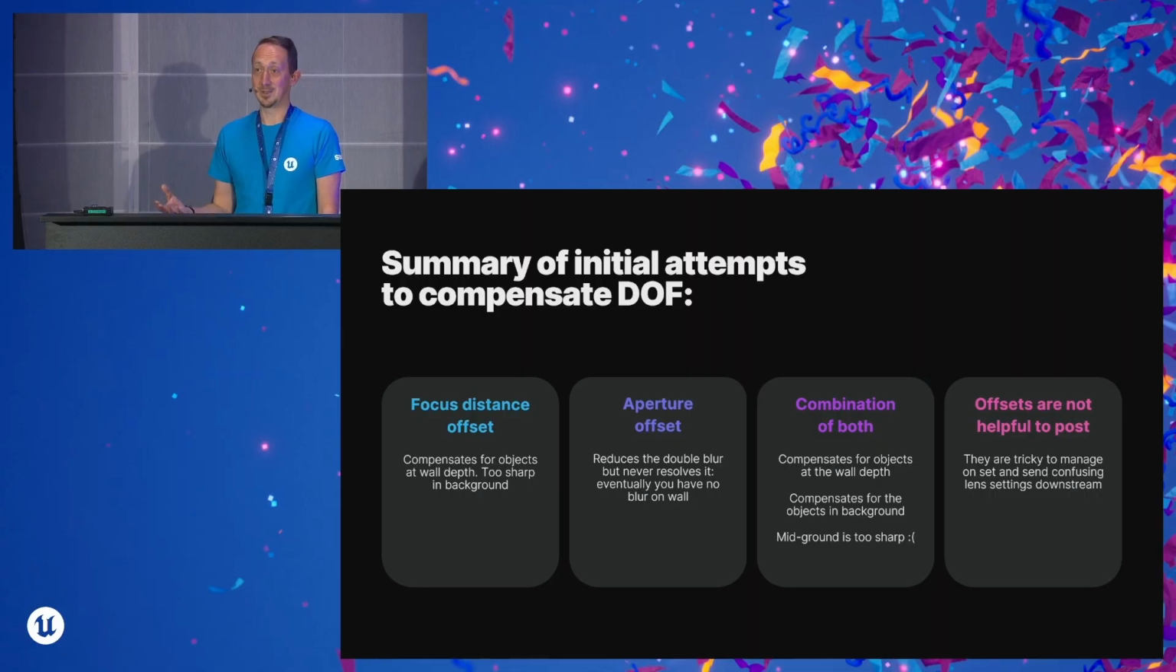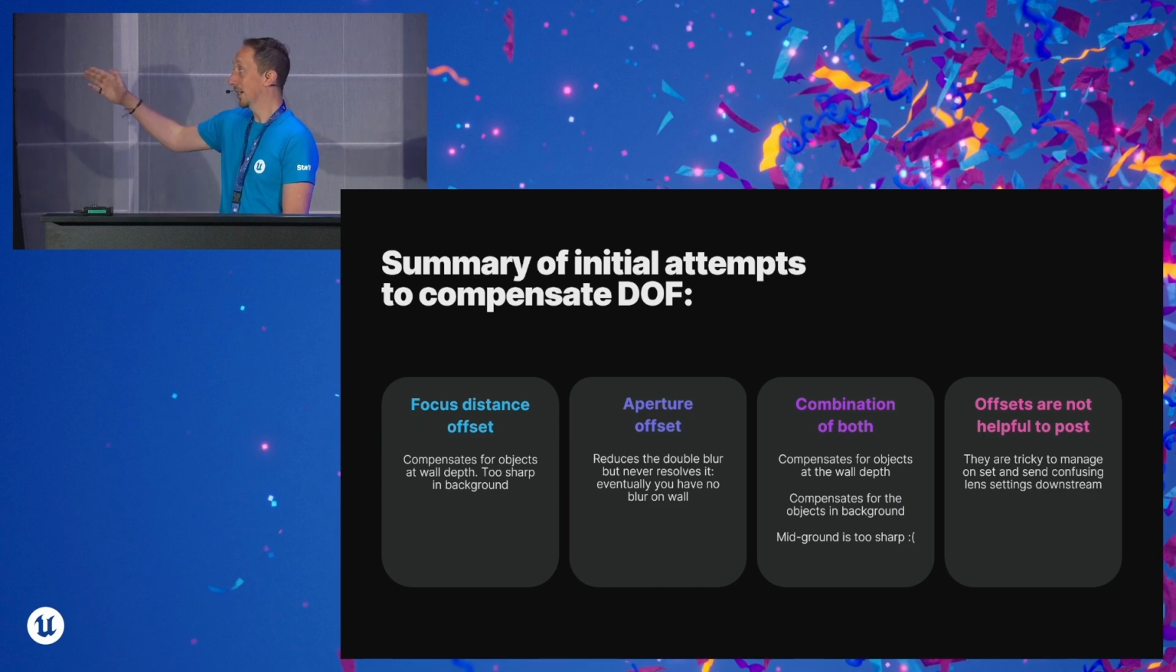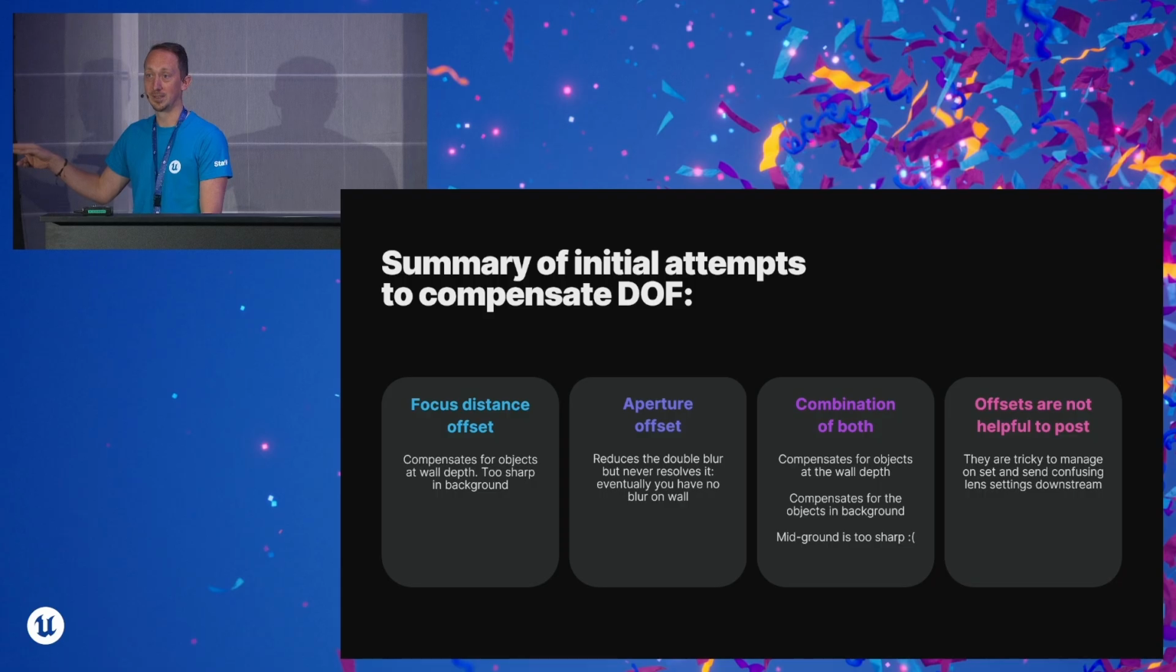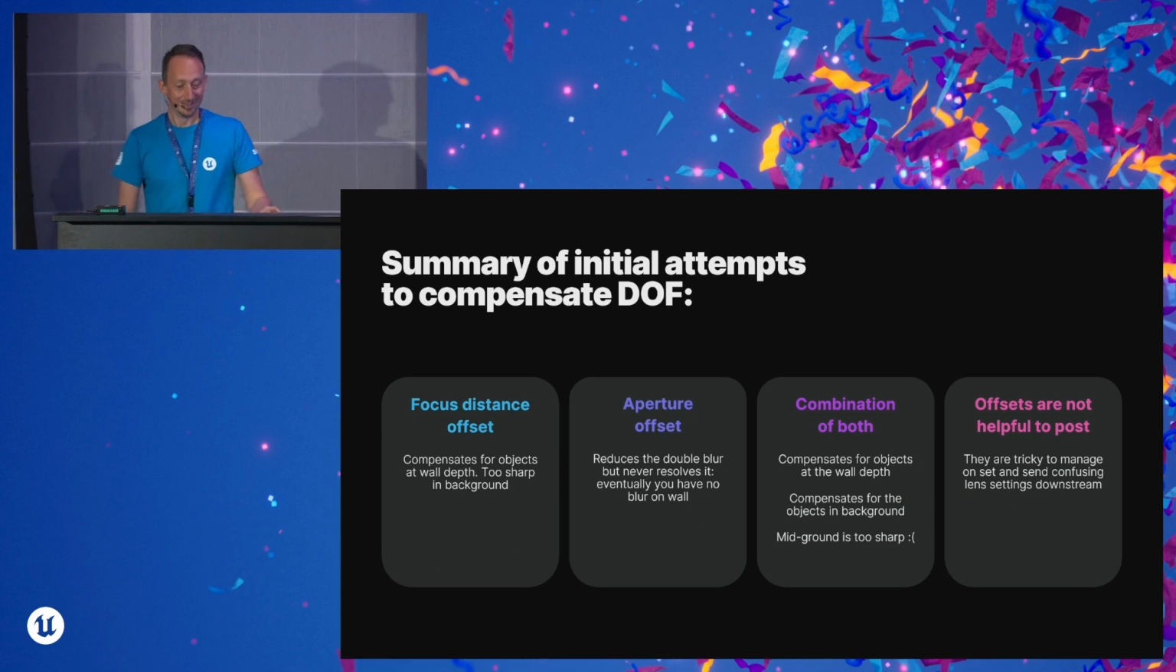You could do an aperture offset, but essentially it reduces double blur. It just keeps reducing it until you've got no blur on the wall, and that's the same as having no blur on the wall. We saw that's not good either. You can do a combination of both: set the focus distance to the wall and then do an aperture offset. It fixes the objects at the wall depth and it fixes the background, but your midground's too sharp. And anyway, even if we did all those offsets, you're going to pass all those offsets via Take Recorder down in post, confusing everyone.